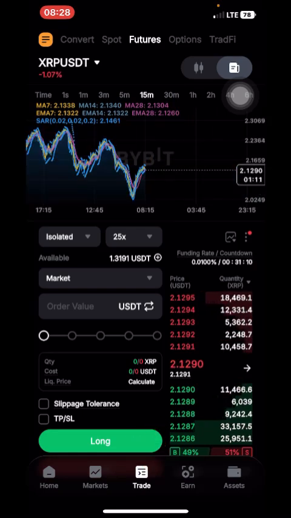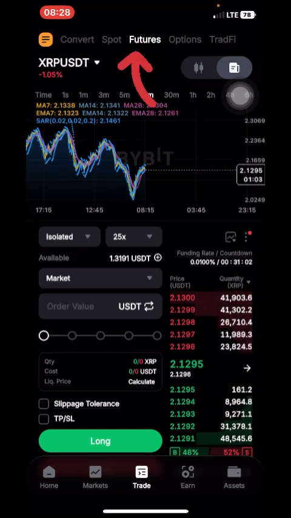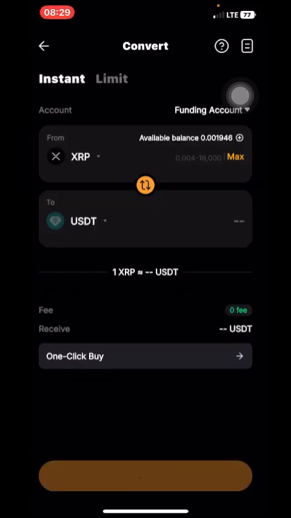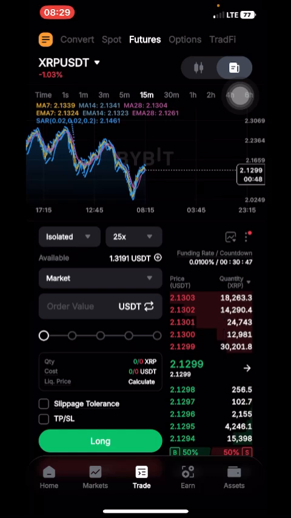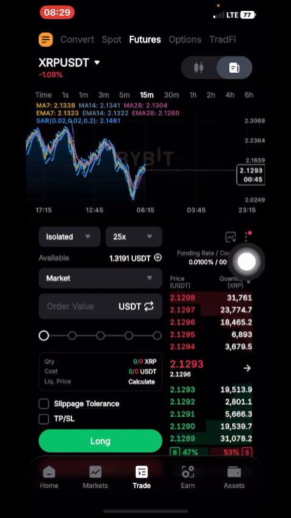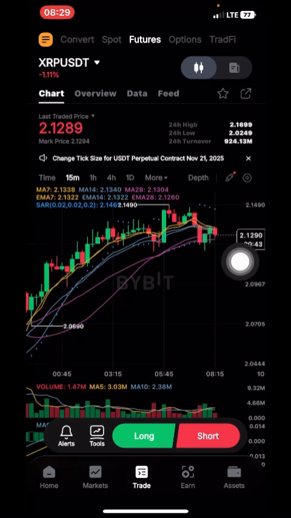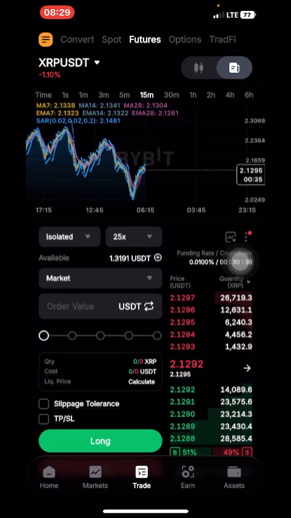Once you're on trade, you see the view in a form like this. As you can see on the top, you see convert, spot, futures, options, and so on. We are using the futures trading. You click it to be on futures. If it is showing only the chart alone, you click on this icon looking like a book, and you'll be on this page.